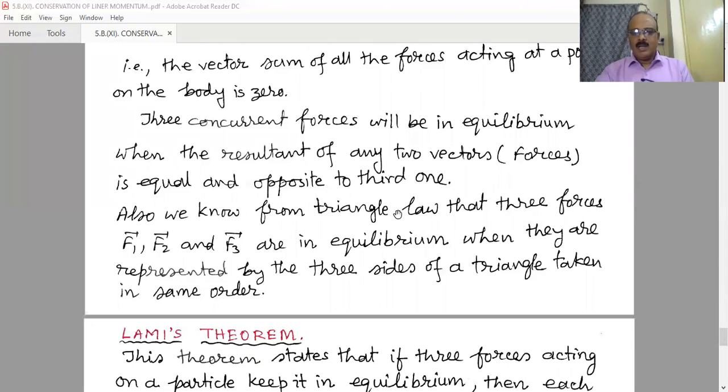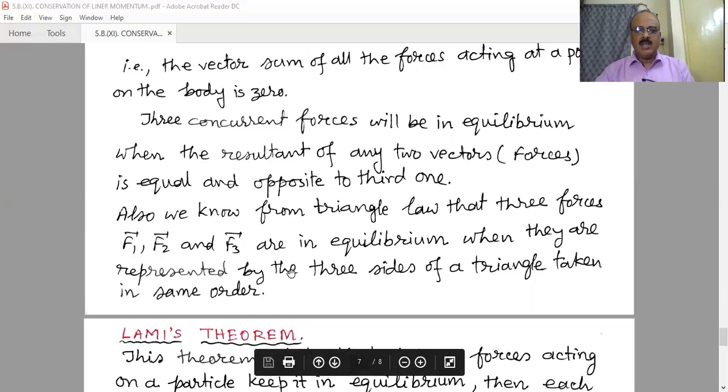And from the triangle law of vector addition, we can also say that three forces F1 vector, F2 vector and F3 vector are in equilibrium when they are represented by three sides of a triangle taken in the same order.